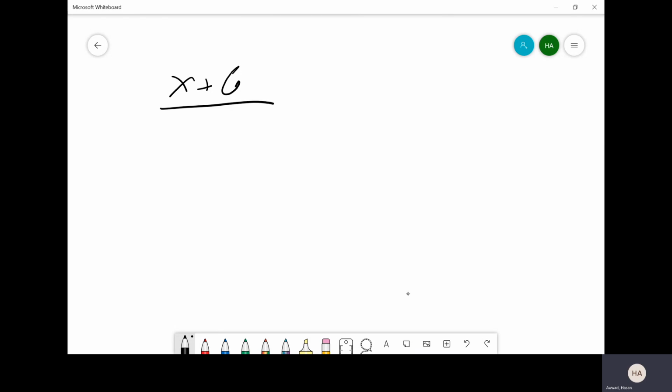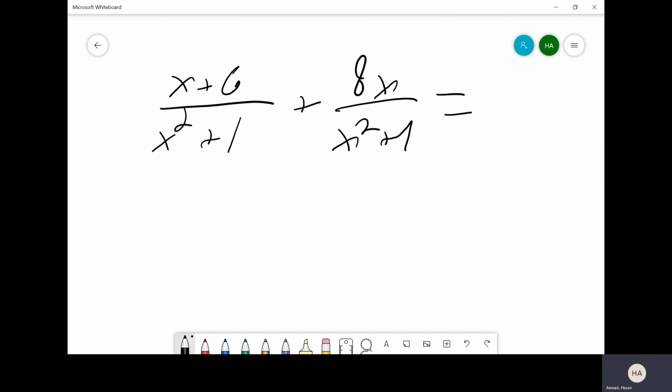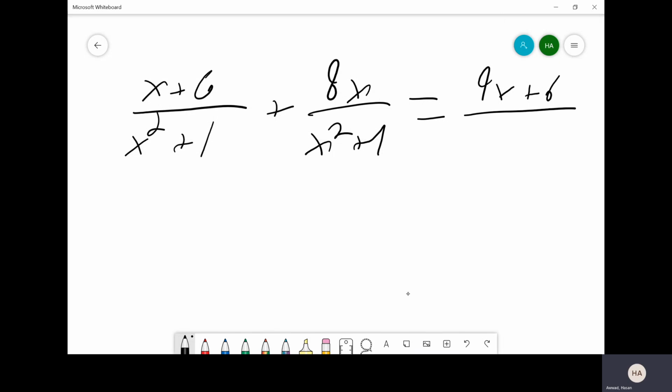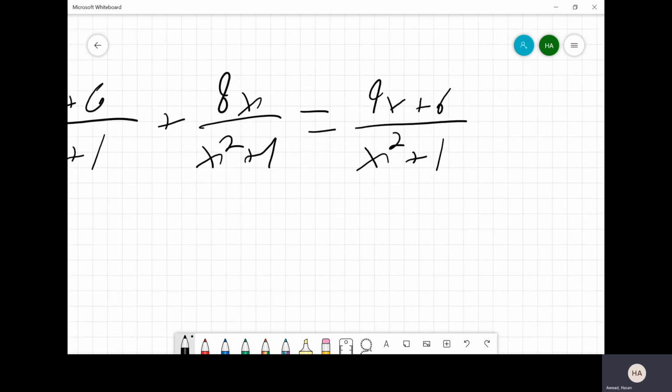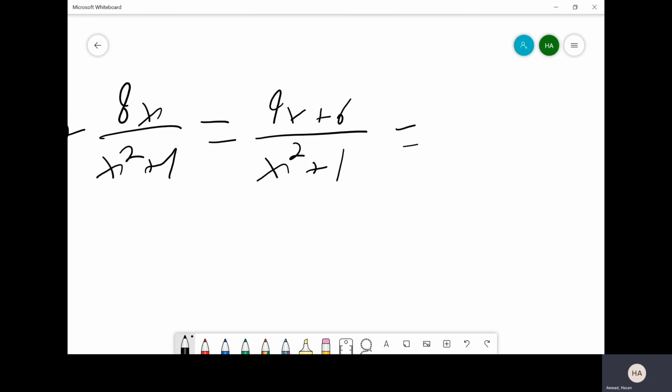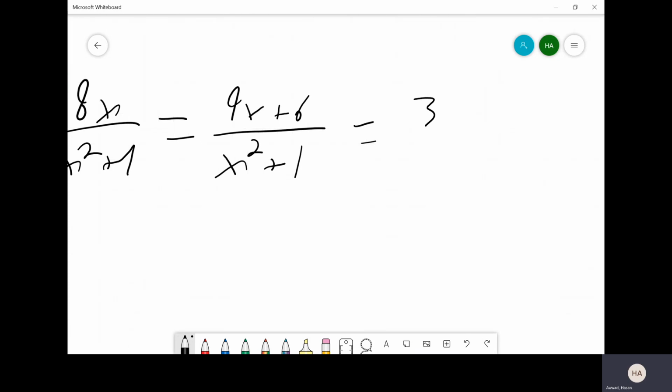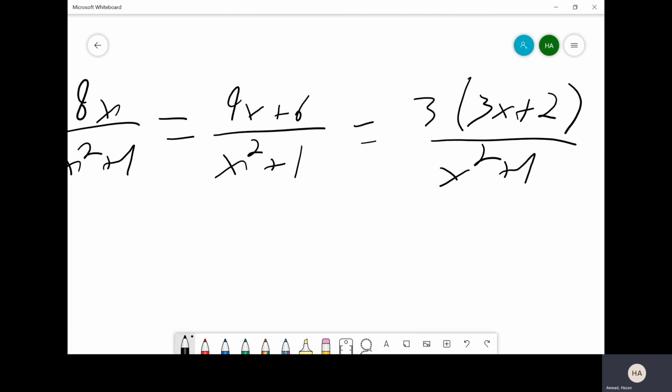x plus 6 over x squared plus 1, plus 8x over x squared plus 1. Well, this is going to be the same thing as we add the numerators. So we add 8x and x, and we get 9x, and nothing happened to the 6, right? And we just get 9x plus 6 all over x squared plus 1. And technically, if you really wanted to, you can pull out the 3 here, and say this is really 3 times 3x plus 2 all over x squared plus 1. But I wouldn't take any points off if you just left it at 9x plus 6, because there's no more simplification that you can do.